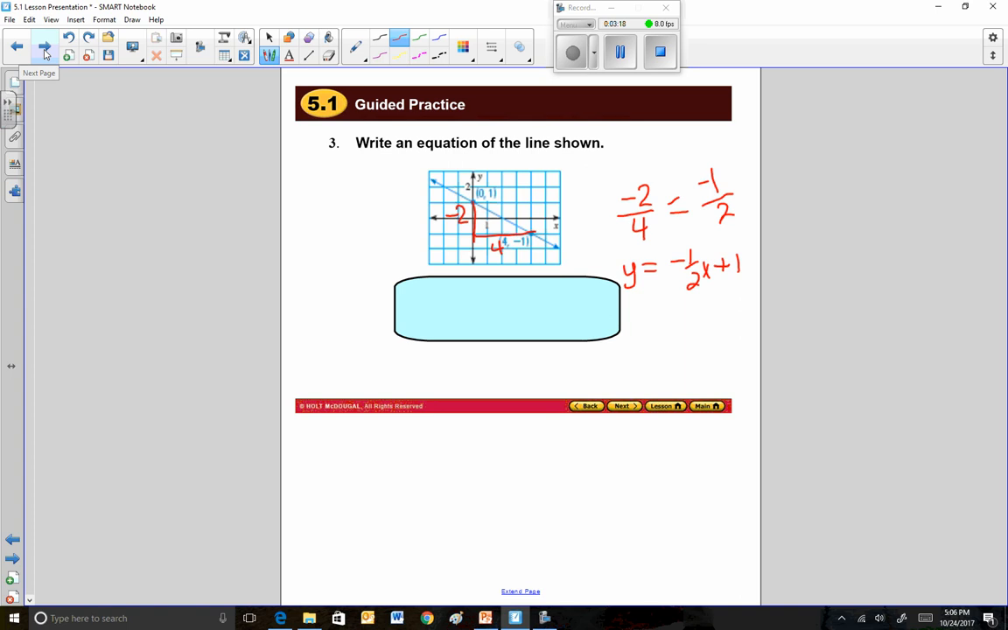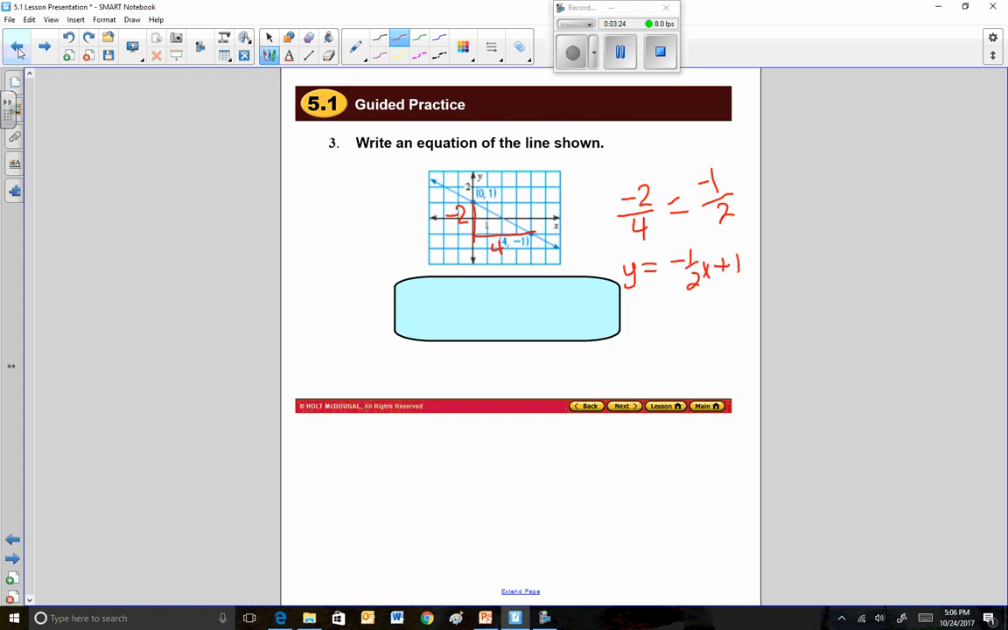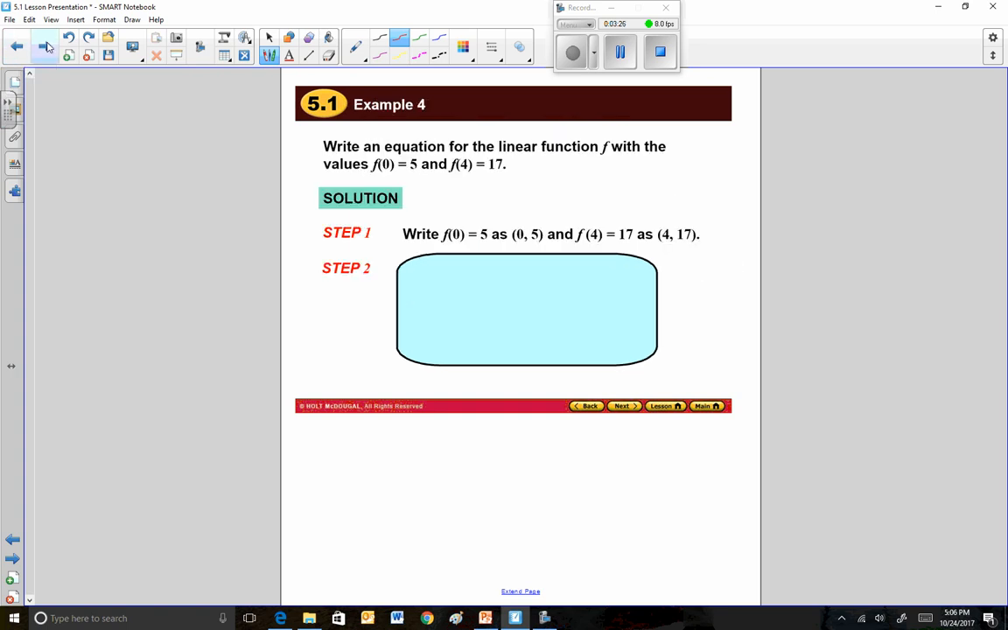All right, let's take a look at the next question. All right, we're going to, oops, did we skip an example? Hold on one second, sorry guys. All right, we're on the right one.